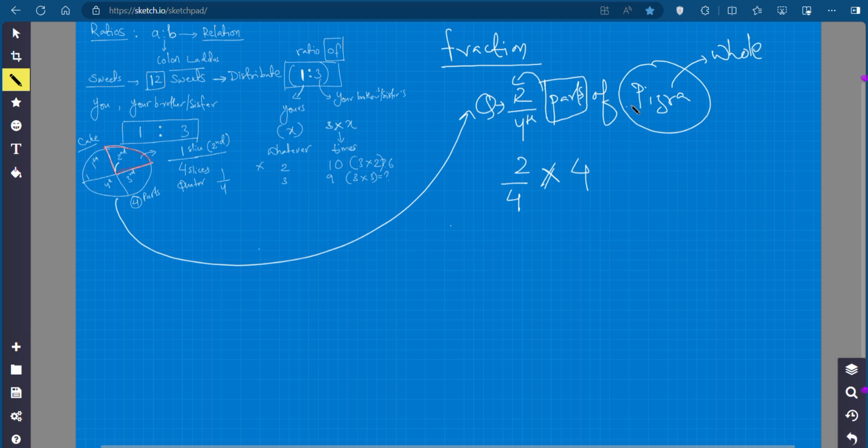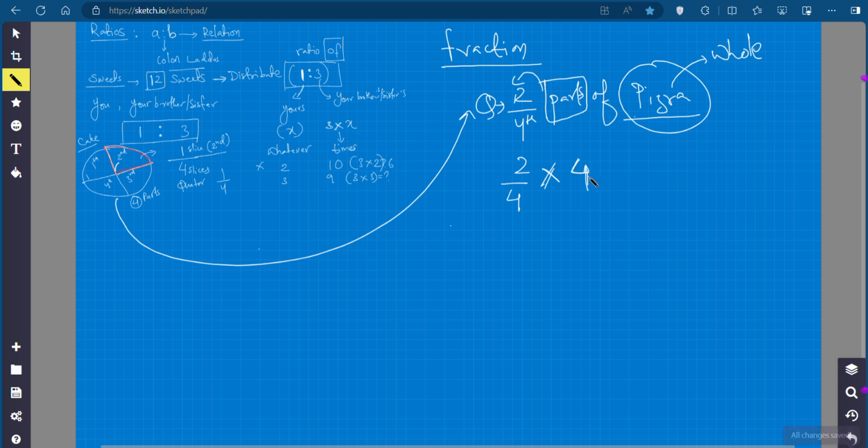When I say of pizza, I am considering the whole pizza, right? Because I did not say to find 2 by 4th part of half pizza or 3 by 4 pizza or 4 by 4 pizza. I am clearly saying of pizza. When a fraction or anything else is not given, I will take it as whole. This is the whole pizza, and in my whole pizza I had 4 slices, so I have written 4 slices here.